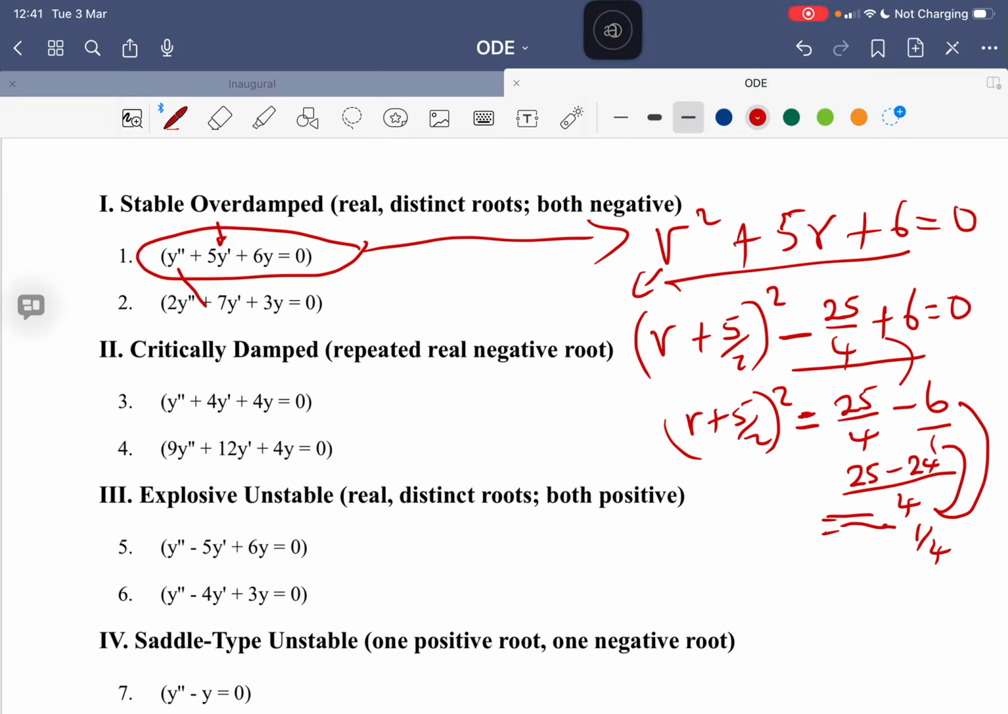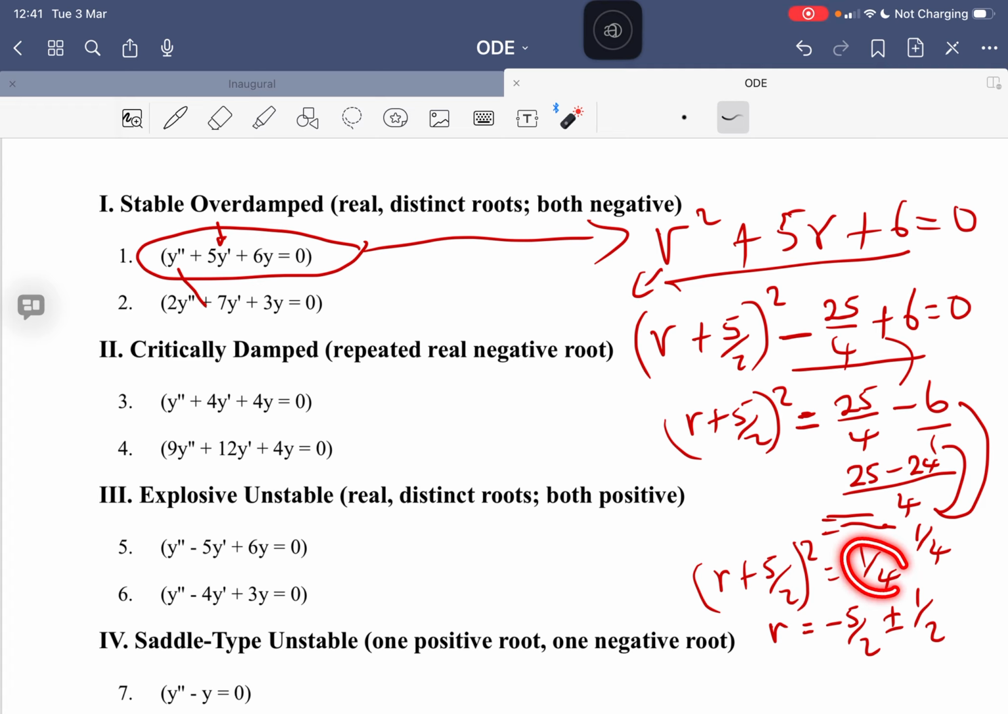So what we have here is r plus 5 over 2 squared equals 1 over 4. So we take the square root of both sides. This leads us to r equals minus 5 over 2 plus or minus 1 over 2. The plus or minus 1 over 2 is the square root of 1 over 4. And since here is plus, when we take it to the right hand side, it becomes negative. So these are our roots. Minus 5 over 2 plus 1 over 2 is one root, and minus 5 over 2 minus 1 over 2 is the second root. So we have our two roots here.